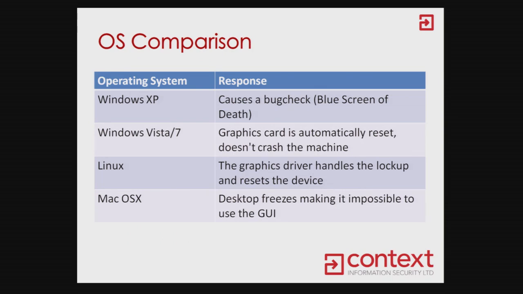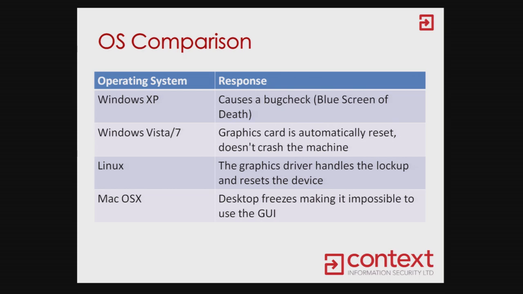So this is an OS comparison. On XP, it does the worst thing it possibly can do and crashes. It's actually a specific check put into XP that if it takes too long to render, we're just going to blue screen the machine. Now Vista and 7 seem to have improved on that, in that they will now reset the graphics card if the rendering process is taking too long, although if you really go at it, you can still cause the box to crash through this mechanism.